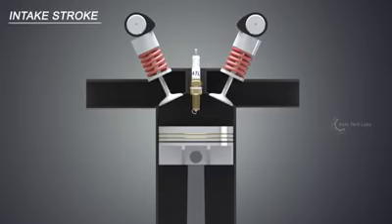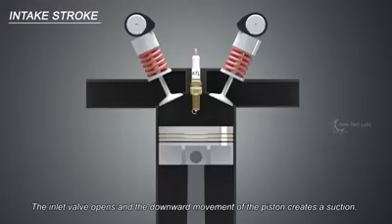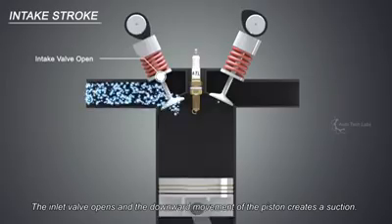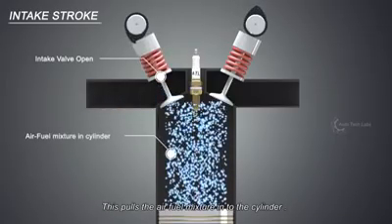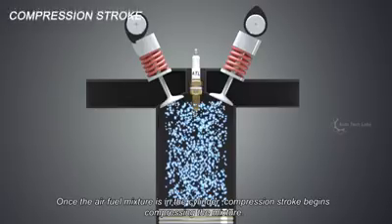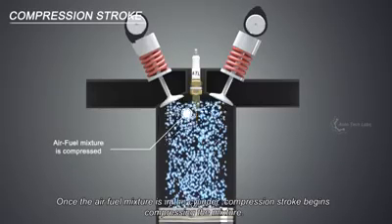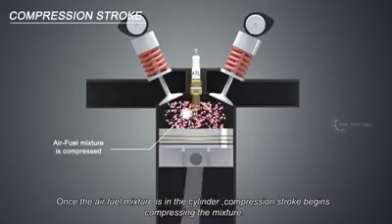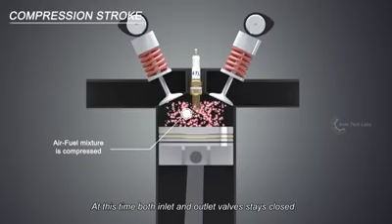The intake stroke. The inlet valve opens and the downward movement of the piston creates a suction. This pulls the air-fuel mixture into the cylinder. Once the air-fuel mixture is in the cylinder, the compression stroke begins, compressing the mixture. At this time both inlet and outlet valves stay closed.